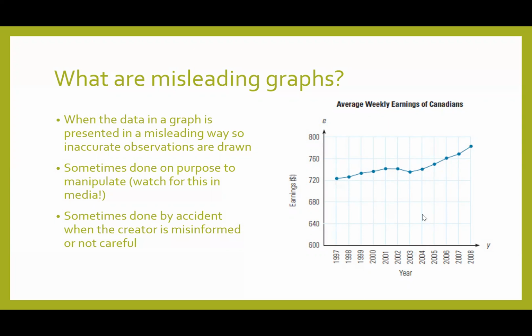Sometimes this is done on purpose, sometimes it's done by accident. Those that do it on purpose are purposely trying to mislead the person looking at the graph. So they might be trying to manipulate results or manipulate data. And you should watch for this in media. But sometimes it also can be done by accident if the creator is misinformed or if they're not careful. So it's also another reason why it's important to be able to spot misleading graphs so that you don't create misleading graphs for anyone else.